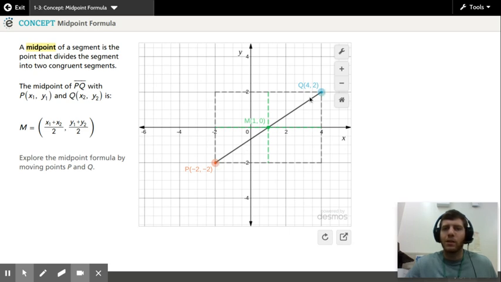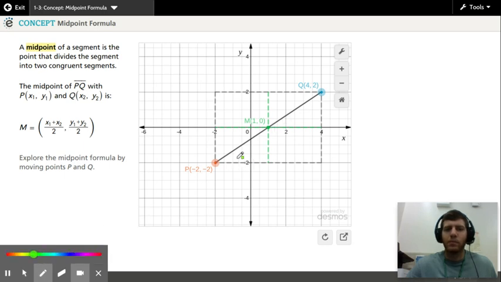So we have an example on here, P and Q. So we have segment PQ. If you look at the x coordinates here, 4 and -2, what's halfway between 4 and -2? That's going to be 1. And then if you look at the y coordinates, halfway between 2 and -2 is going to be 0. So our midpoint here would be 1, 0. So segment PM would be congruent to segment MQ. These two pieces here would be the same length. Right? PM would be the same length as MQ.